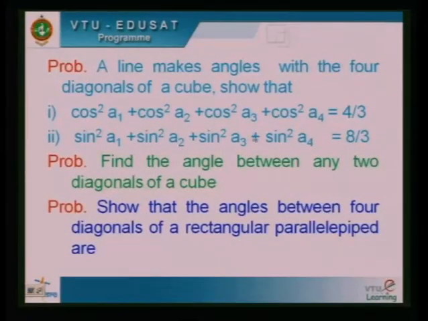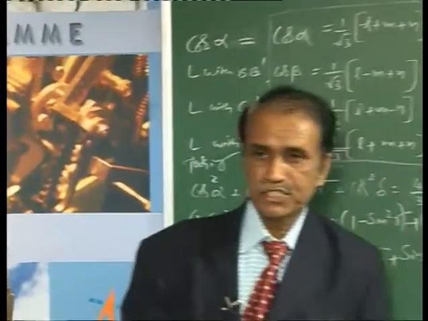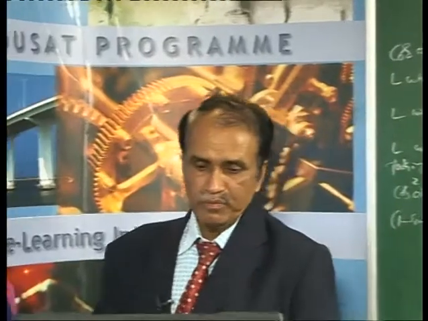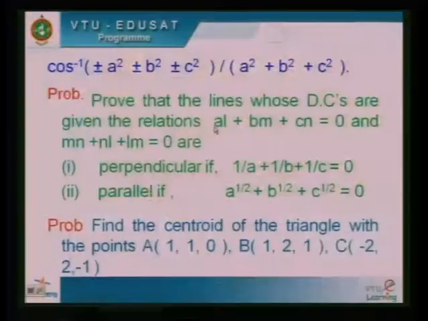That is, the first summation is 4 by 3 and the second summation is 8 by 3. So that is the end of the problem, one of the standard problems. I am going to explain another very important example having the same type of ideas about direction ratios and direction cosines. There is one more problem. It must be like this.